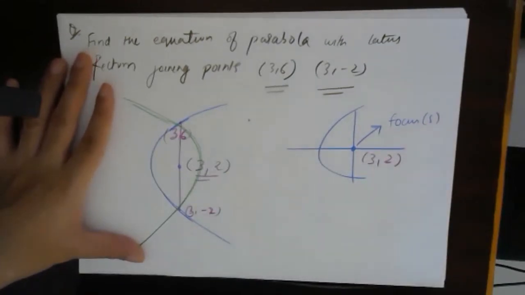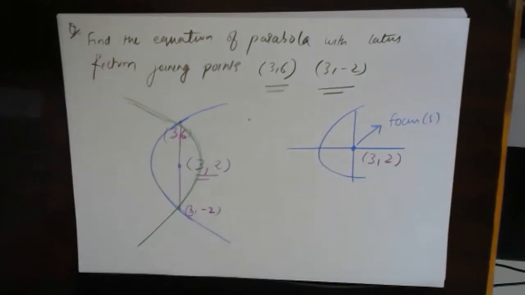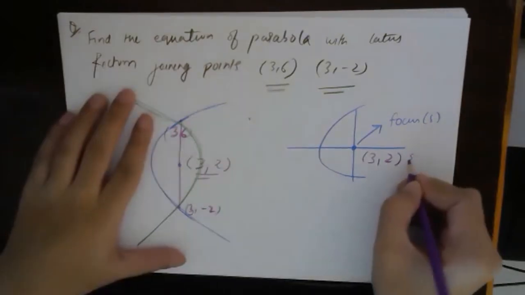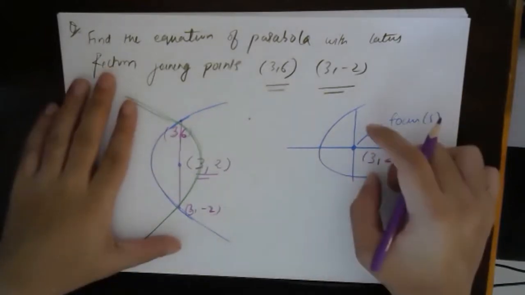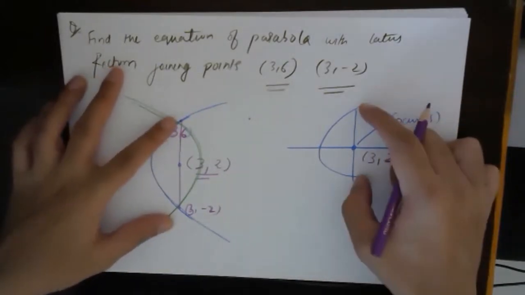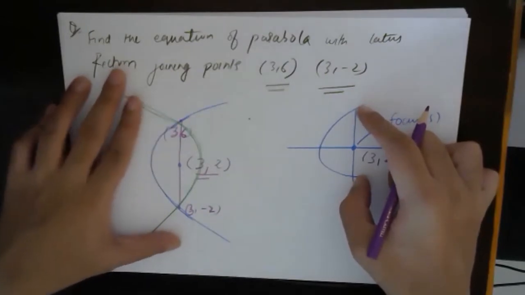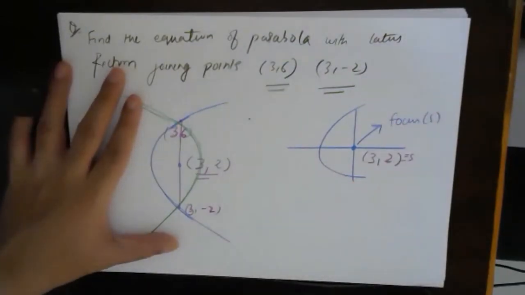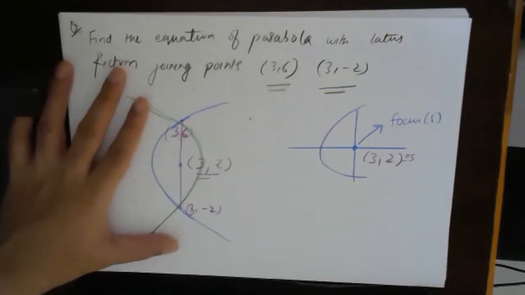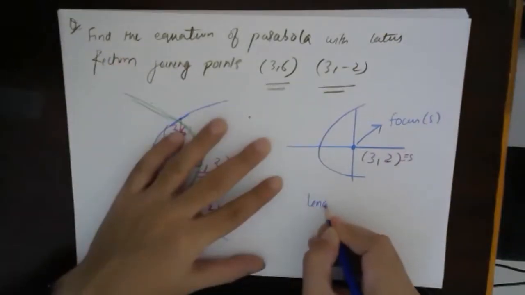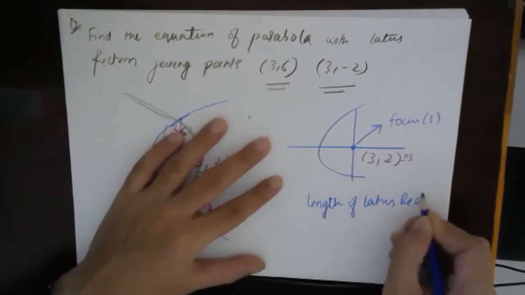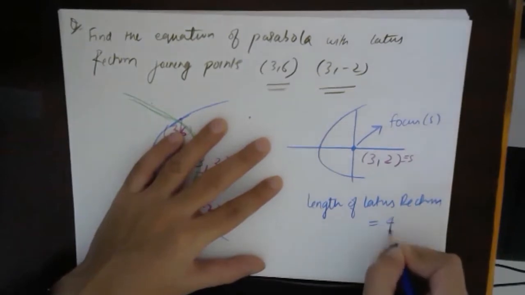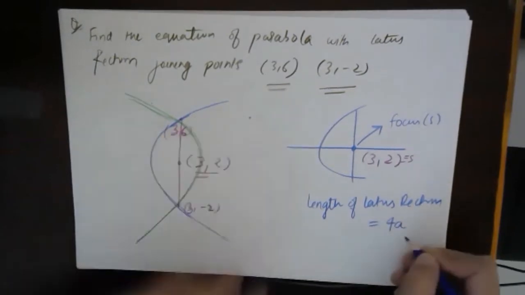Fine. Till here everything is very trivial and basic. So we have got the midpoint, we have got the focus. This is the focus S. Now what we have to do? We have been given these 2 points, so we know the length of the latus rectum. And what is the length of the latus rectum equal to? The length of the latus rectum will be equal to 4a.